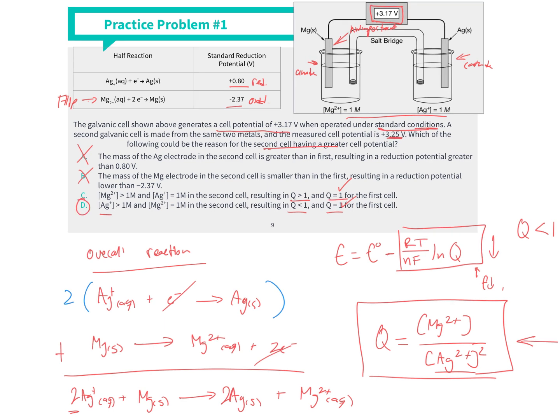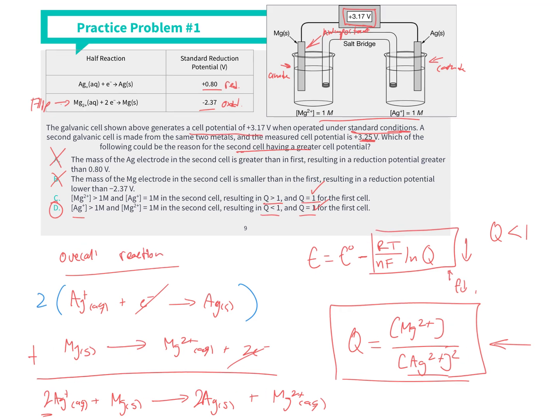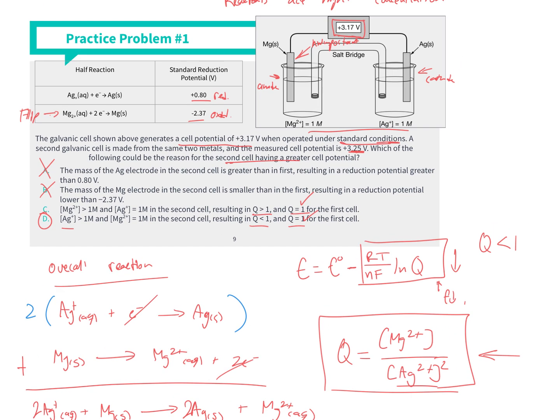If our potential had gone down, as in the second cell it was lower than the first one, then C would be our answer. Because our potential goes up, that means that Q must be less than 1, and if Q is less than 1, that means that E must be greater in the second cell than in the first.